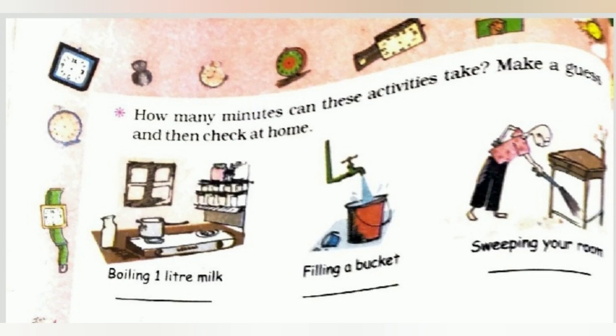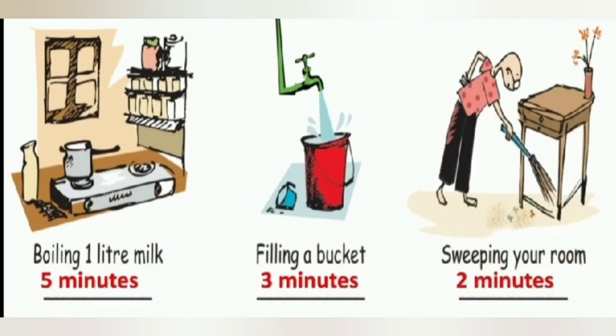Okay. Now the first one is boiling 1 liter milk. It depends upon how your burner's flame is. If it is high, it will take minimum time, and if it is sim, means slow, it will take more time. For me, it takes 5 minutes for boiling 1 liter milk.